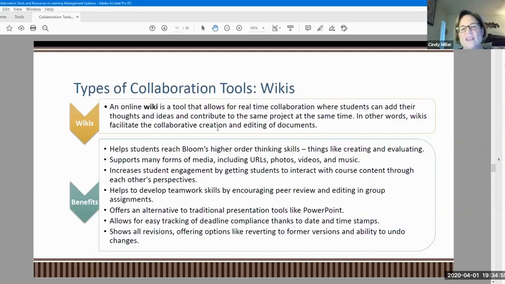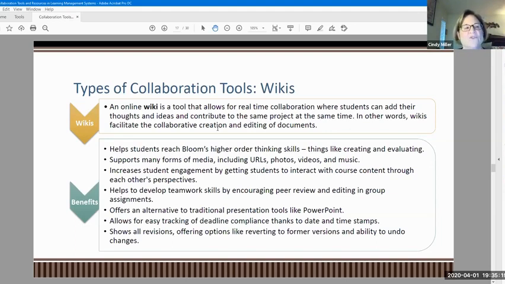But in a wiki, it's actually like a website almost. That's what Google Classroom does. You can use Google Sites as a wiki, or you can use Google Docs as a wiki. And so I've seen a lot of educators use Google Sites as their wiki because it's just like a web page. So that's the difference there, and it really allows for real-time collaboration where students can add their thoughts and ideas.